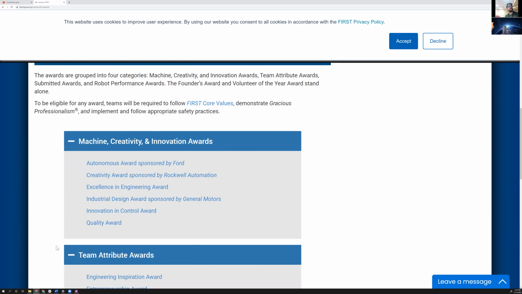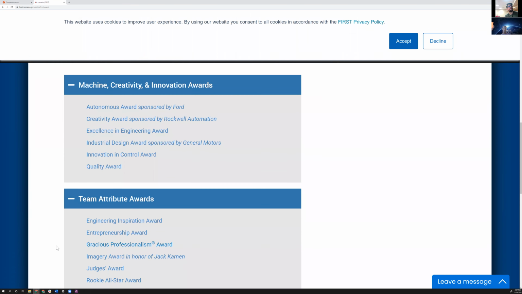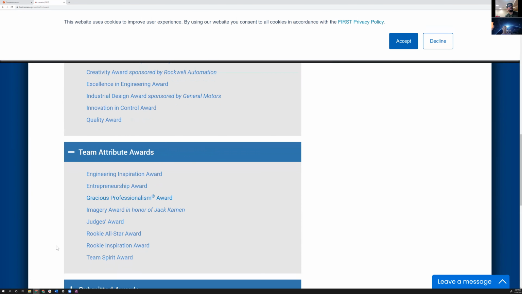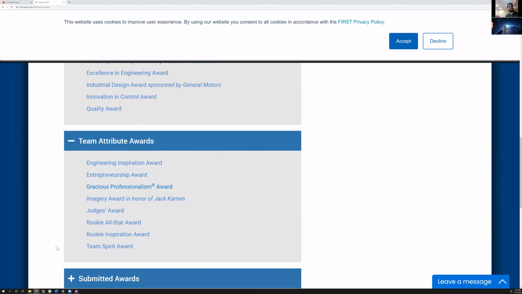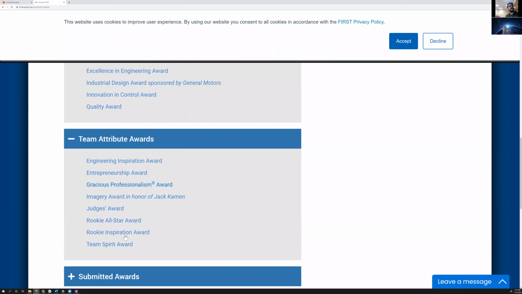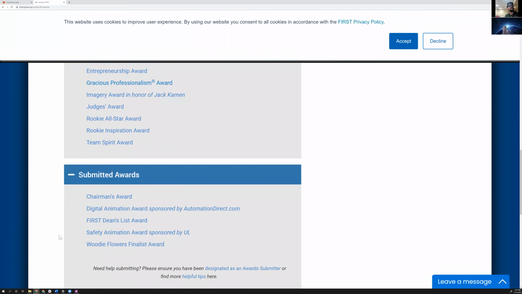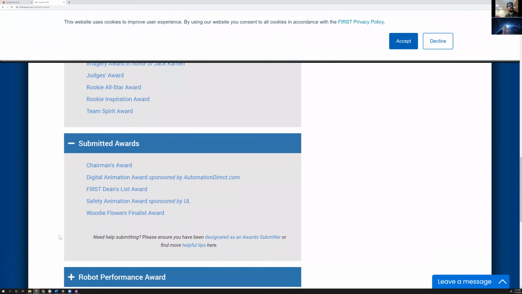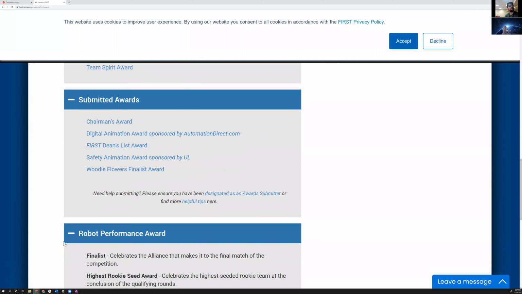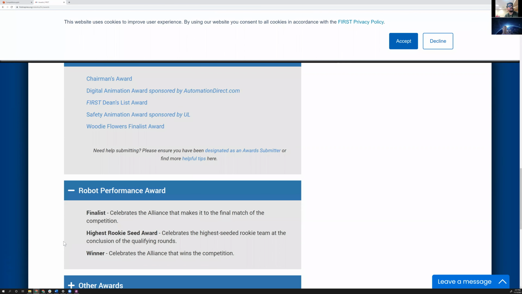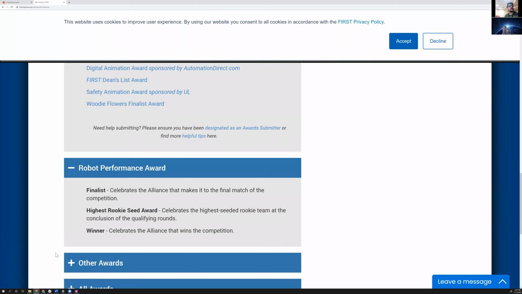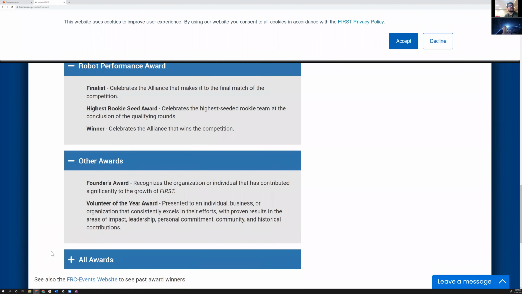We have some Team Attribute Awards: Engineering Inspiration, Entrepreneurship Award, Gracious Professionalism, Imagery Award, Judges Award, Rookie All-Star Award, Rookie Inspiration Award, and Team Spirit Award. Obviously, we are ineligible for the 2 rookie awards. Can you guys hear me okay when I'm speaking this way? Okay. Submitted awards: Chairman's Award, Digital Animation Award, Dean's List Award, Safety Animation Award, and Woodie Flowers Finalist Award. Robot Performance Awards are the finalists, highest rookie seed, and winner. And then other awards, Founders Award, Volunteer of the Year Award.